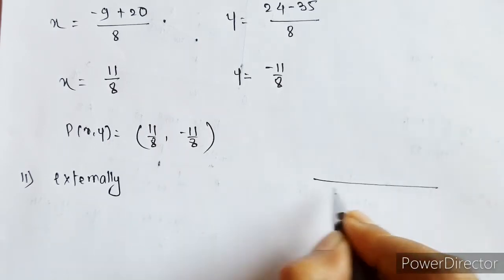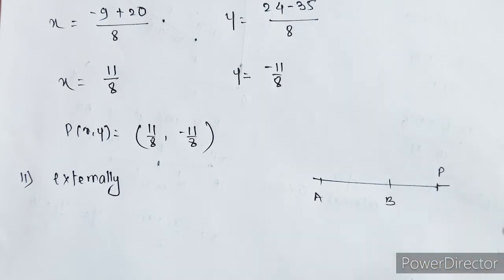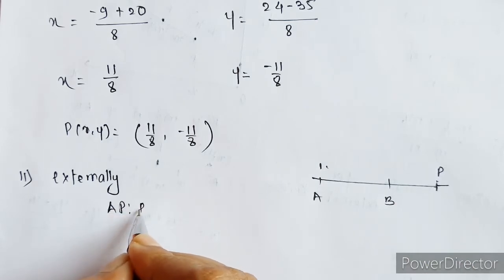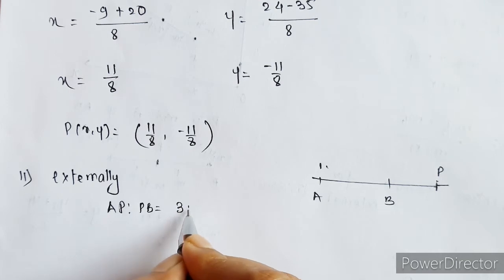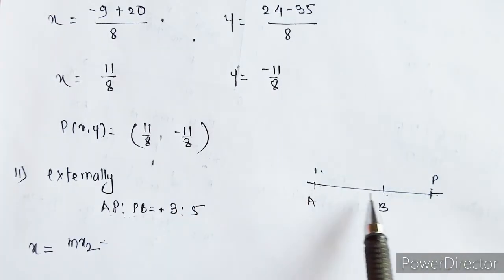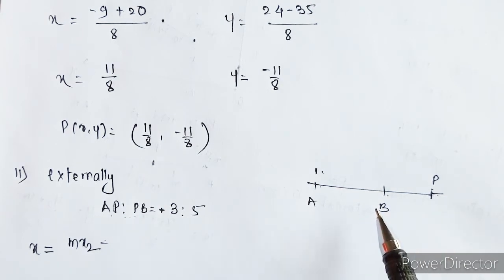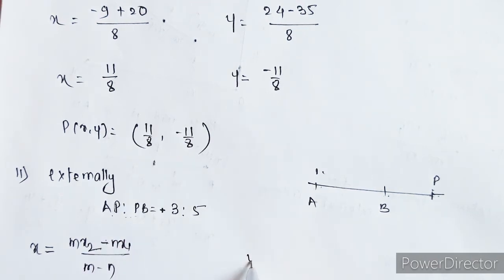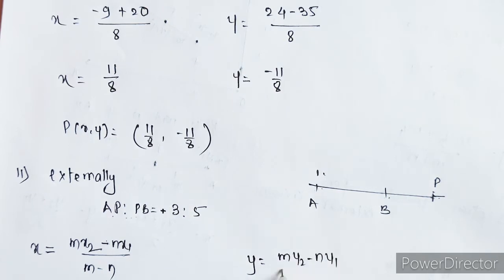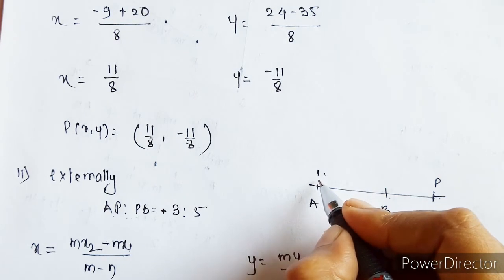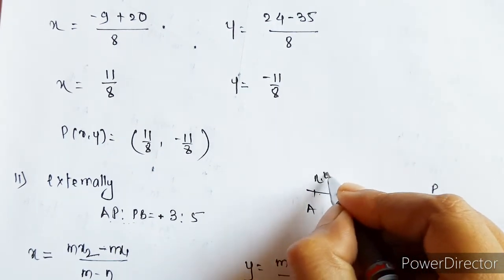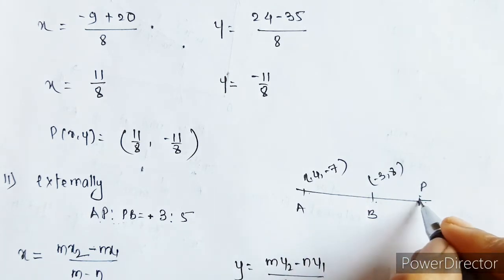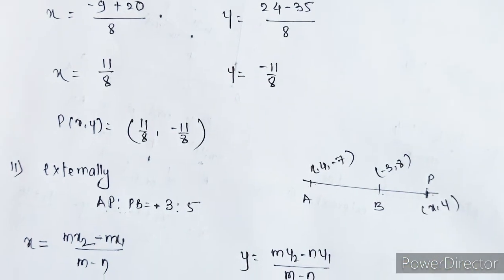So if I'm marking this as A, B, and let me just take this as P. Now this ratio of AP to PB is nothing but 3:5. This point P is dividing this line segment AB externally in the ratio 3:5. The formula for X is MX2 minus N X1 upon M minus N, wherein for Y is MY2 minus NY1 upon M minus N. Now the coordinates of A are given as 4, -7, and coordinates for B is given as -3, 8. And we need to find this point P. I am marking this X, Y.